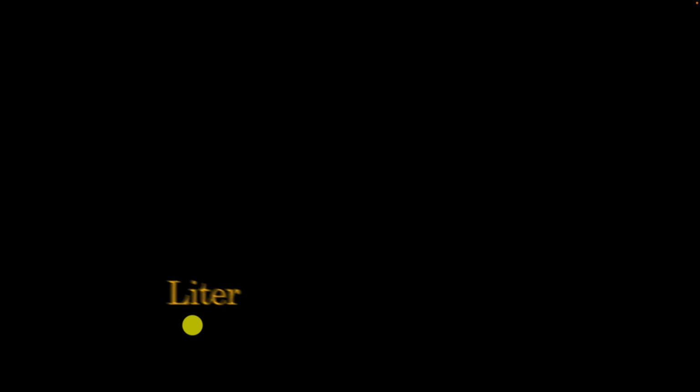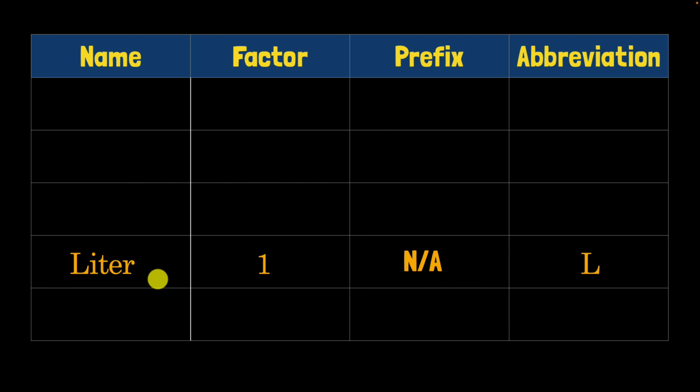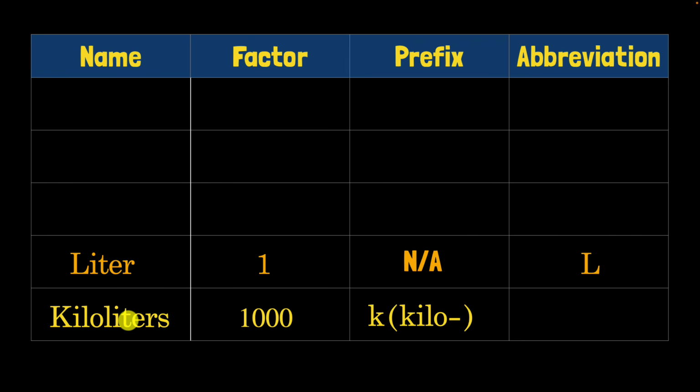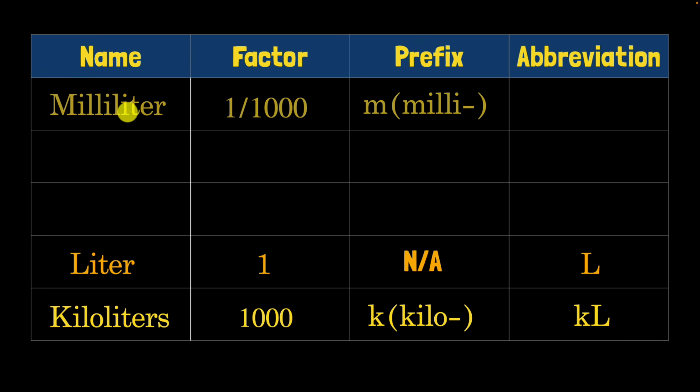For example, we have the liter, right? Now, if you want to create a bigger unit, we'll just multiply the liter with some power of 10, say 1,000. And since 1,000 is a kilo, we have now created kiloliters. Amazing, right? And similarly, if you want to create a smaller unit of volume, we divide this by some power of 10. Say divide it by 1,000. 1,000 is a milli, so we have created the milliliters.